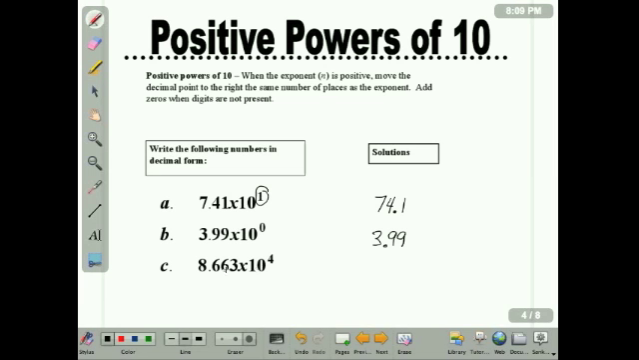And 8.663 times 10 to the fourth, we have to move our decimal 4 places to the right. I'm just going to add 1, 2, 3, and I need another place value, so I'm going to add a 0 in that spot. And my new number becomes 86,630.